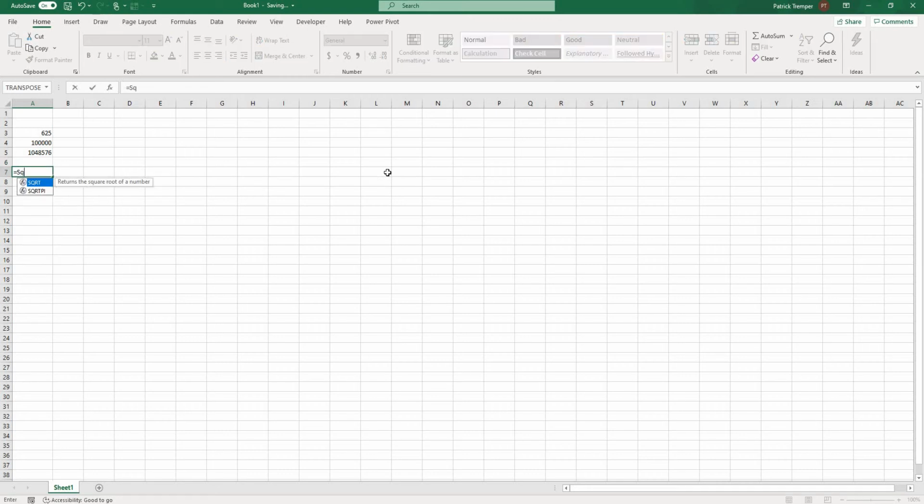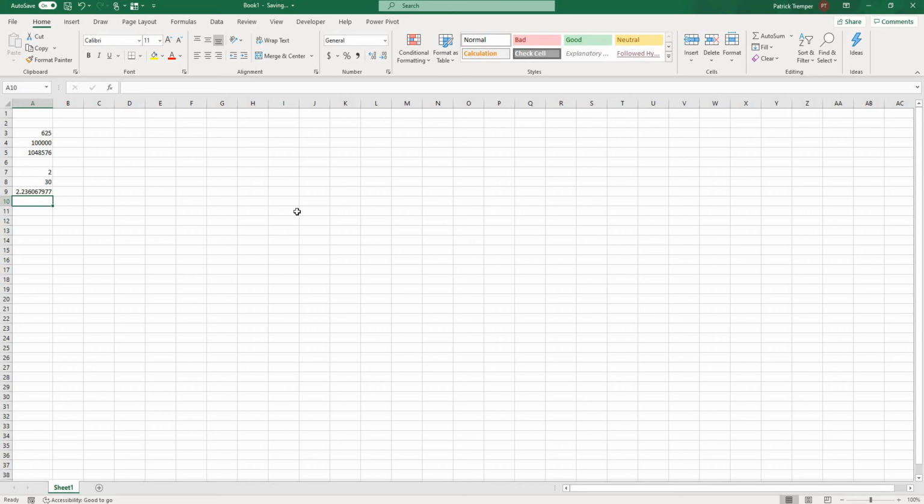Now we'll talk about the square root function. The square root function will return, as you guessed, the square root of a number. For example, the square root of 4 will return 2. The square root of 900 will return 30. Now let's check out the square root of a non-perfect square, like, say, 5.